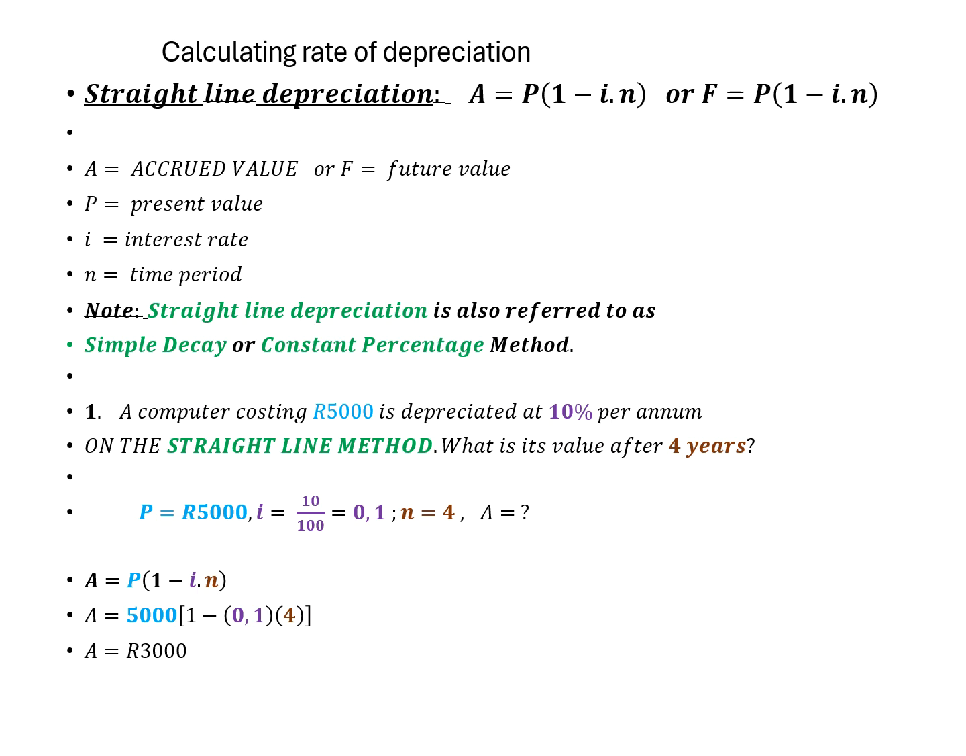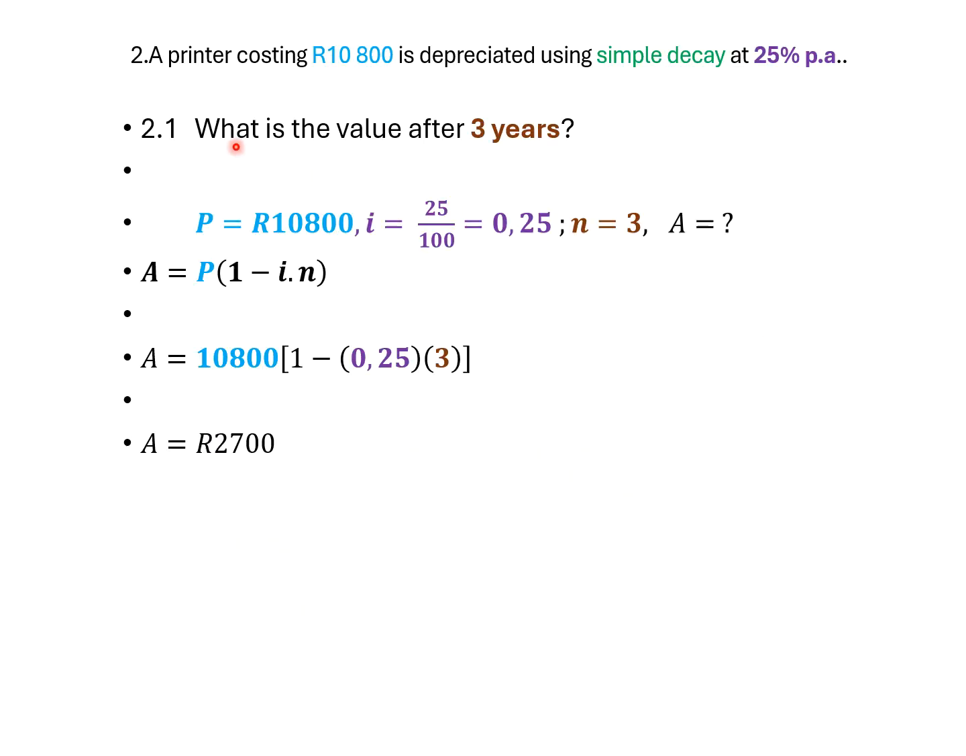Right, let's look at the second problem. A printer costing 10,800 is depreciated using simple decay at 25% per annum. So when I say simple decay, I still mean straight line depreciation, right? So what is the value after 3 years? So again, my printer costs 10,800 currently. Interest is 25% per annum, so my interest is 25 over 100, which is 0,25, and the period is 3.